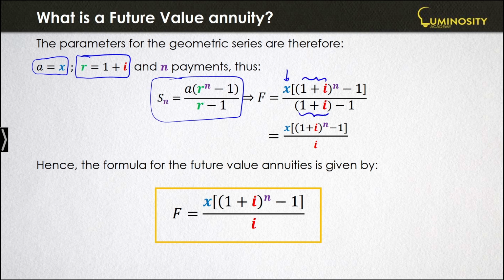So if I use the formula here and simply substitute a for x, r for 1 plus i, and clean up the algebra, at the top it is as simplified as possible, but at the bottom we have 1 plus i minus 1. So the 1 and negative 1 cancel and you're left with i. Okay, so hence the formula for the future value annuity is given by the future value that you will have by saving up by making x regular installments.